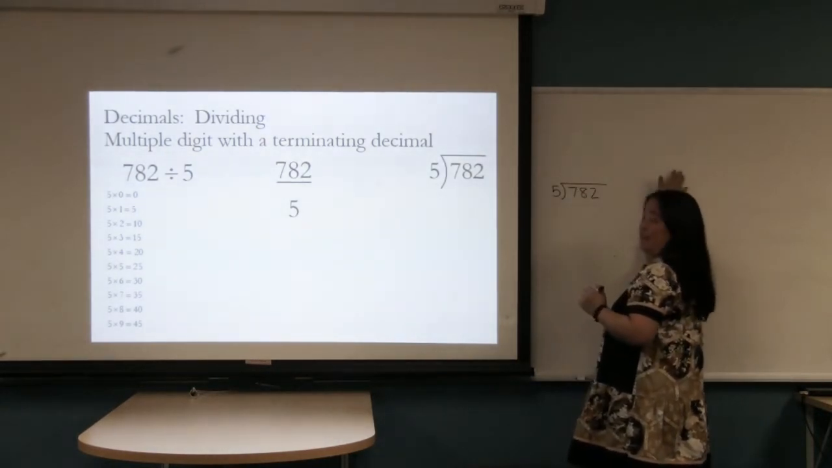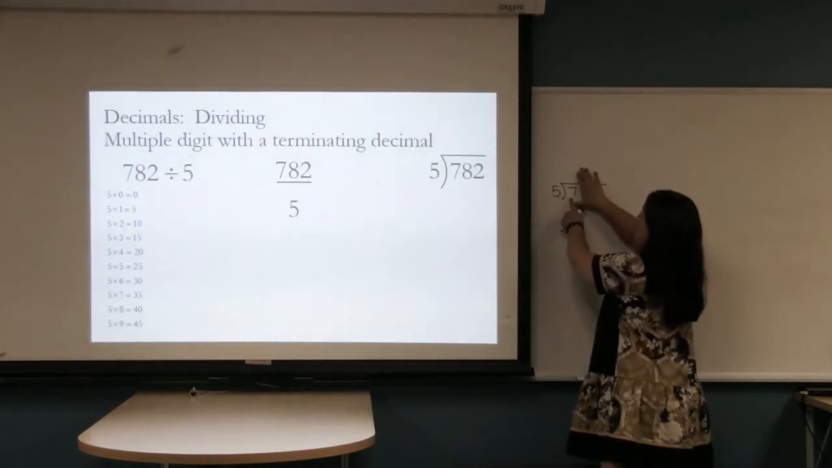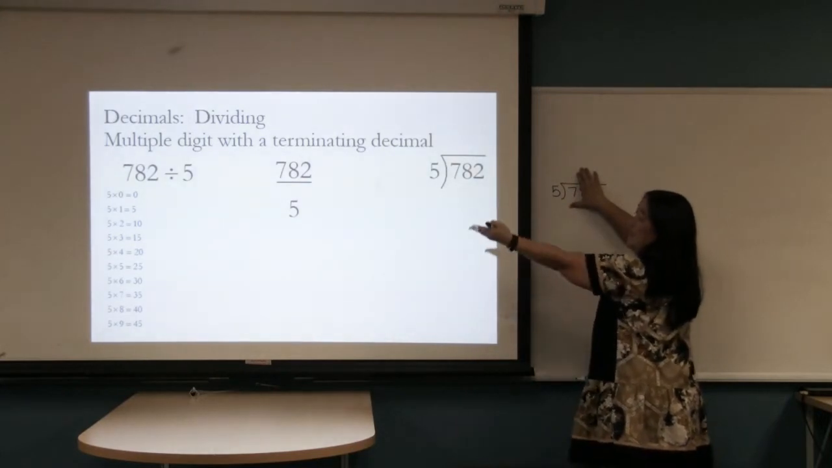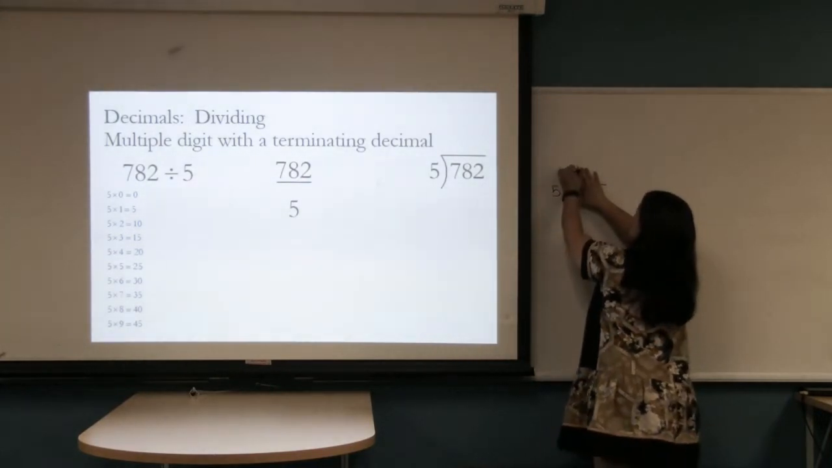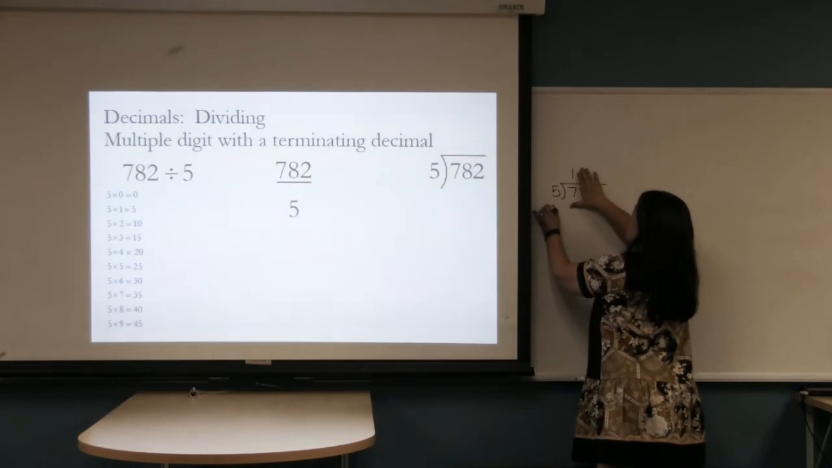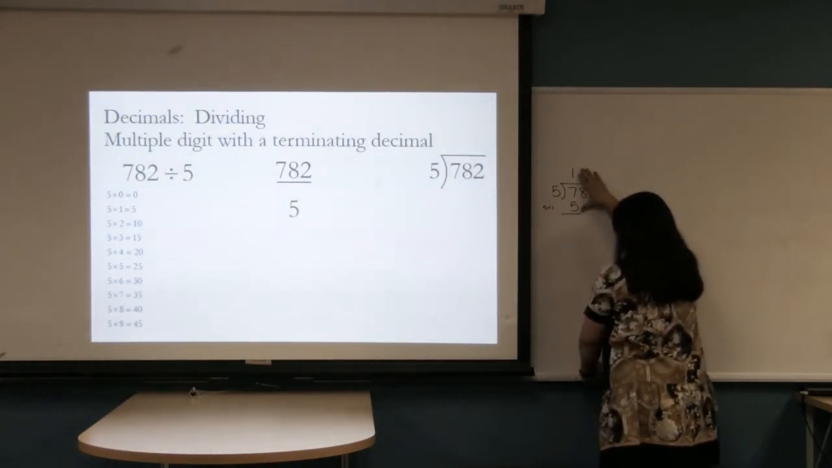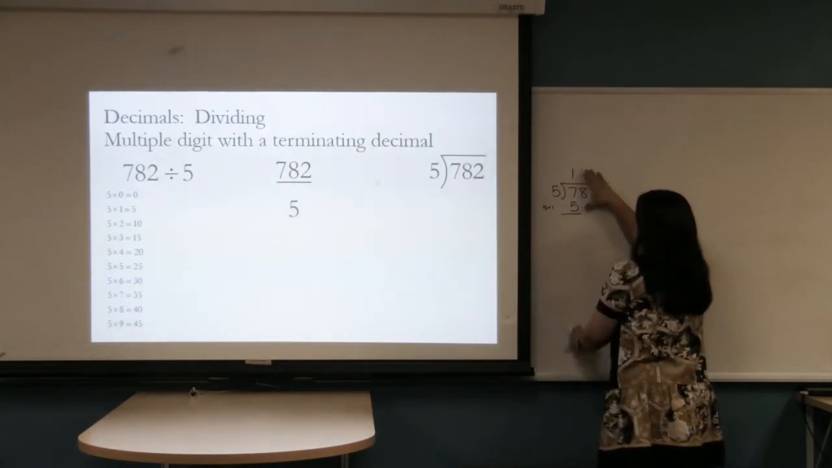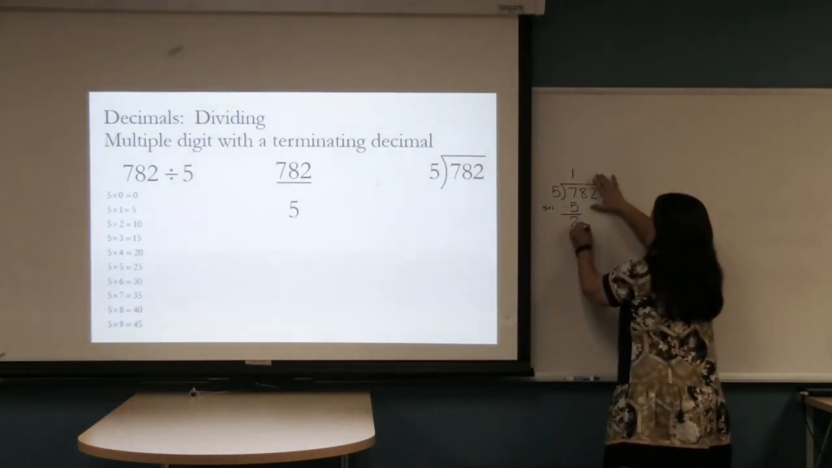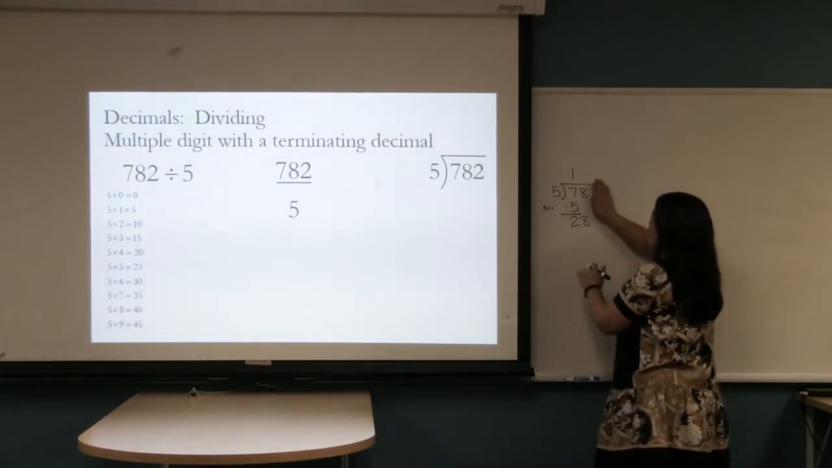Starting from the left, heading towards the right, 5 goes into 7. Close as you can without going over, that is 5 times 1. So think about 5 times 1 is 5, and we subtract. Bing! 2, bring down the 8. If it makes you happy to draw a little arrow, you can draw a little arrow.